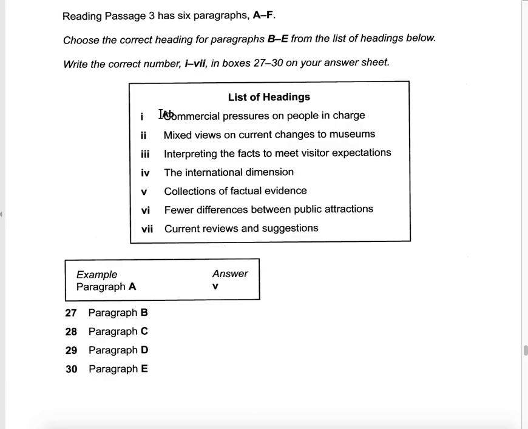So yes, list of headings. Commercial pressures on people in charge. Commercial means business pressure. So people in charge, probably the leaders or the people above. So someone putting pressure, or the leaders putting pressure. 2, mixed views on current changes to museums. So different views about museums nowadays or current changes.